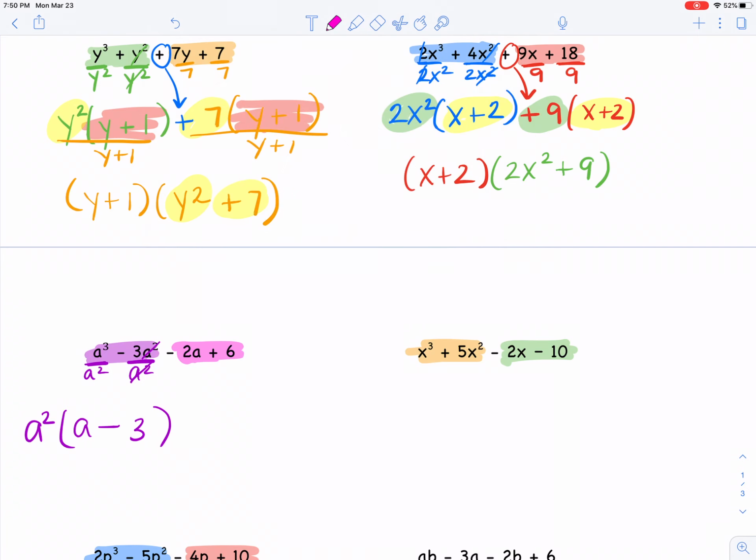Before I factor the second group, what am I going to do? Bring that sign down. And then what could I divide these both by? I could divide them both by 2.